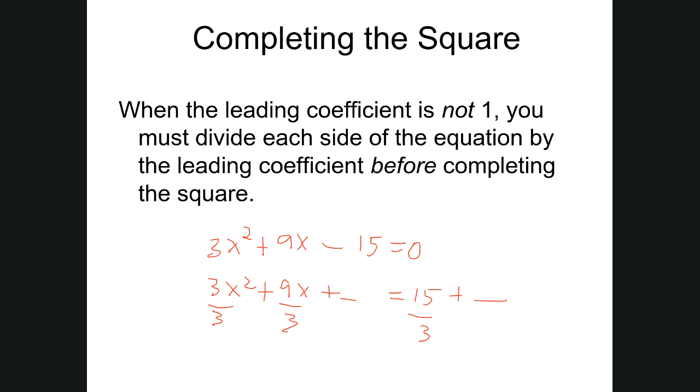So now I have x squared plus 3x plus something is equal to 5 plus something, and then you can complete your problem. So you can't complete the square if there's a number out in front that is not a 1. Okay, so you always want to make that a 1.